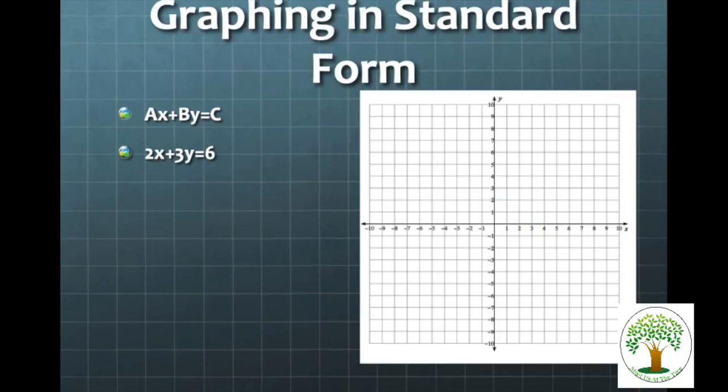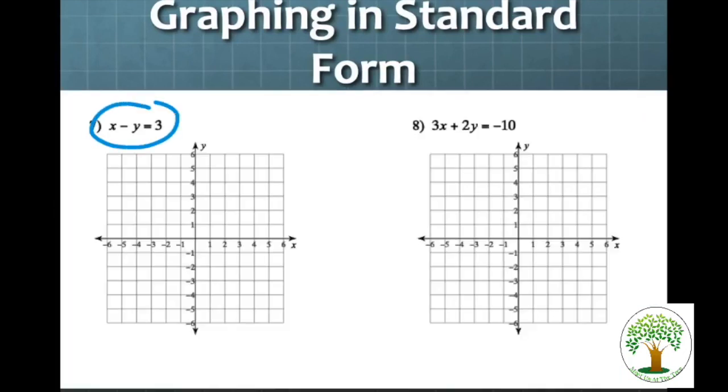Let's do some examples from your homework. We're going to do number 7 and 8. Let's solve this one for y. That means you can do two things. I can move the x over there and then divide by the negative. Or I could move the y over there by adding it and subtract the 3 over there.